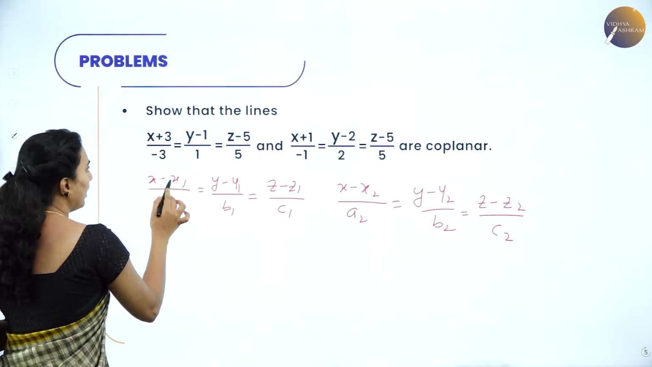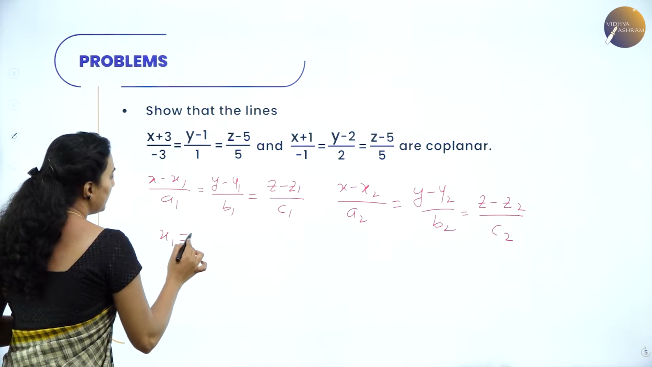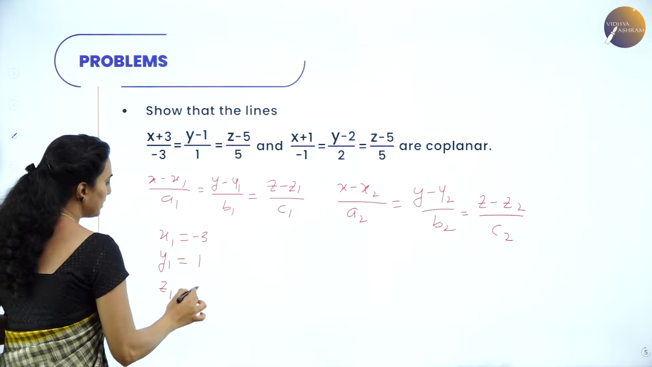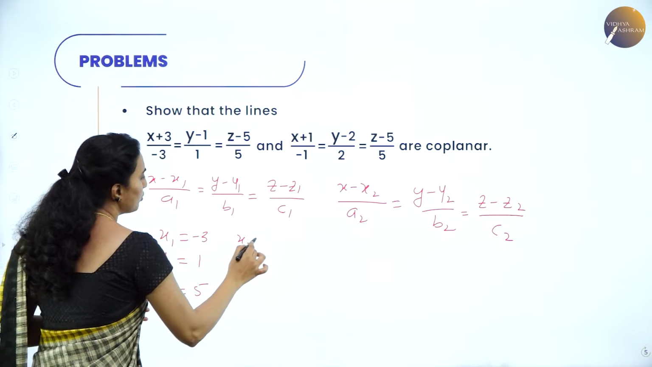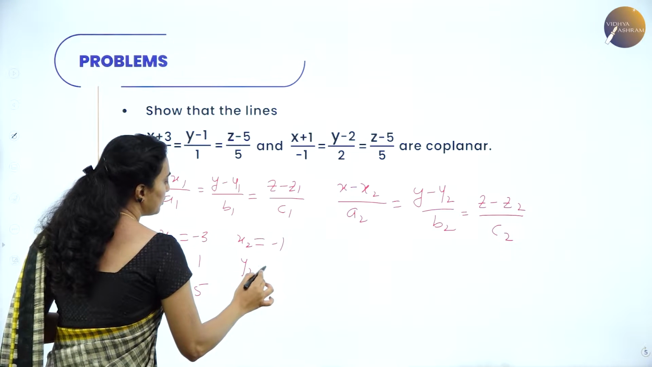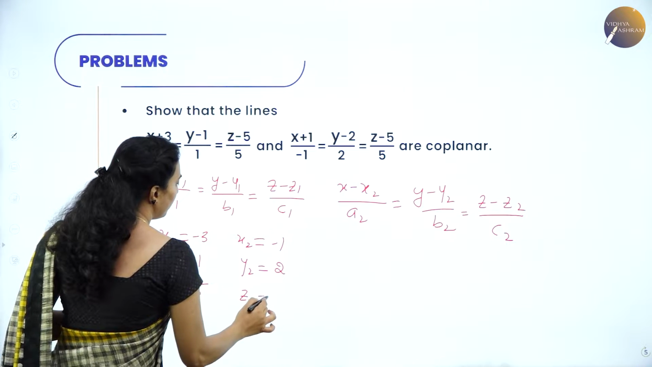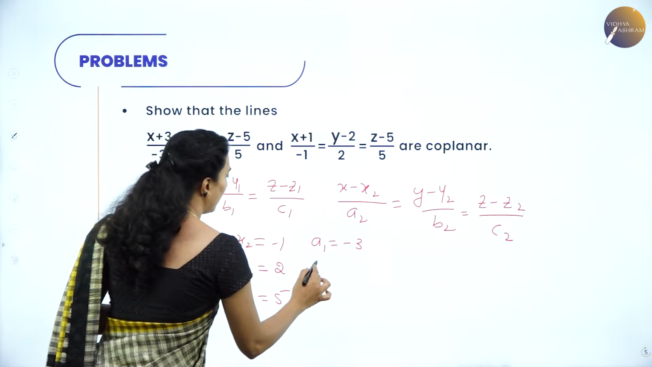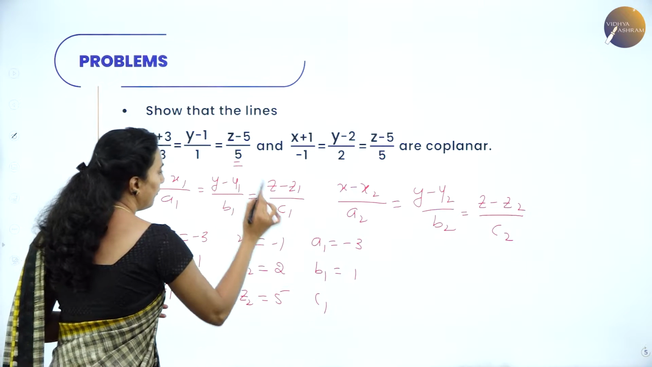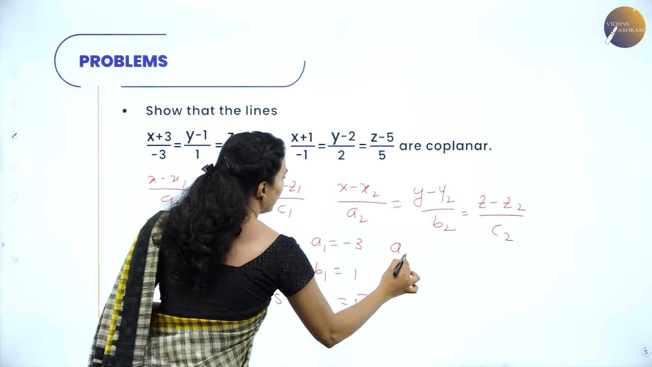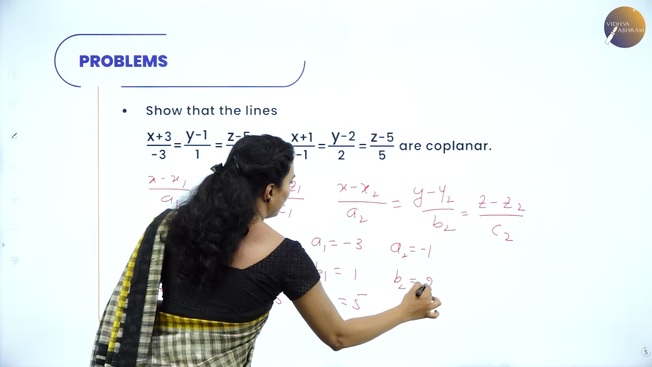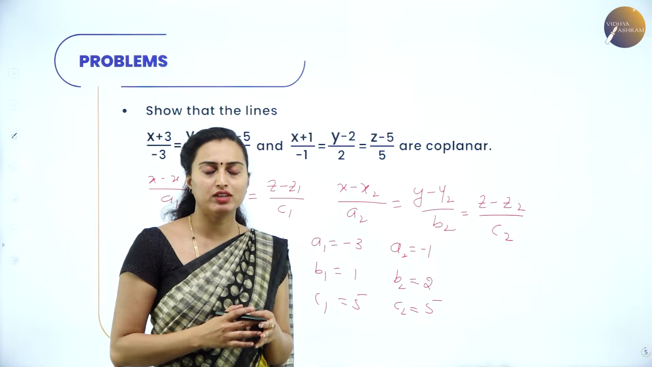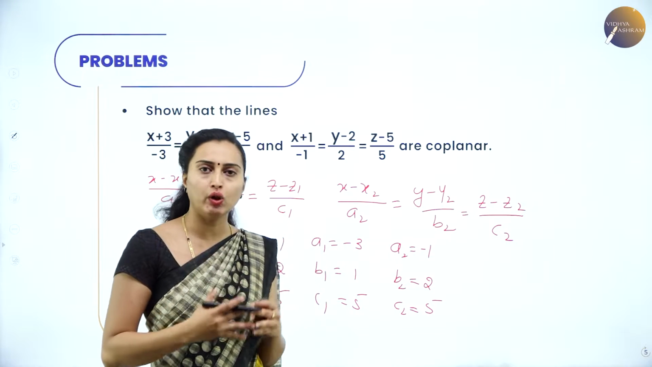For your reference, x1 here is negative of positive, so it will be negative. So x1 will be equal to minus 3. Similarly, y1 will be equal to 1 and z1 will be equal to plus 5. Then x2 will be equal to minus 1, y2 will be equal to 2, and z2 will be equal to 5. Then a1, b1, c1: a1 is minus 3, b1 is 1 and c1 is 5. Similarly, a2 will be minus 1, b2 will be 2 and c2 is 5. Correct? Now, you are going to take the expansion of that determinant, which must be equal to 0.